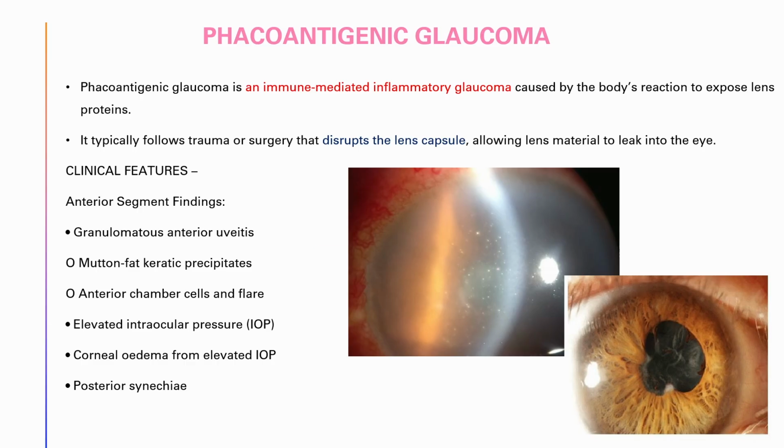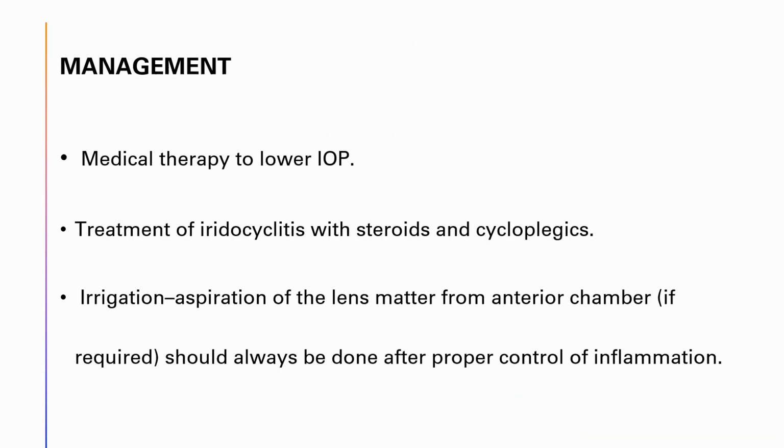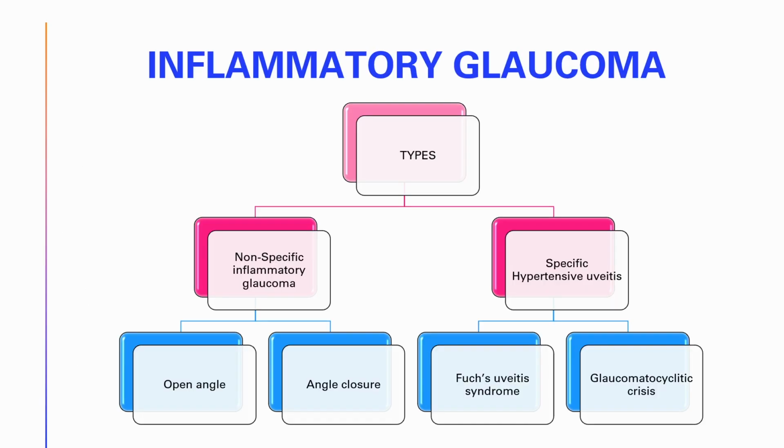The signs can be mutton fat KPs and anterior chamber cells and flare, and elevated intraocular pressure, corneal edema from elevated IOP, and posterior synechiae formation. Management is medical therapy to lower the IOP, treatment of iridocyclitis with steroid and cycloplegic. Irrigation and aspiration of lens matter from anterior chamber should always be done after proper control of inflammation.